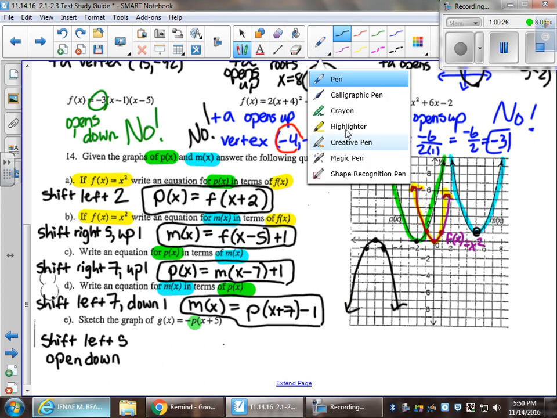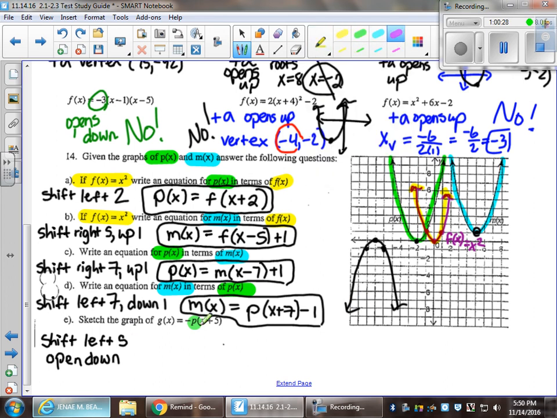I'll make that pink. It's a very intense pink. But here's g. Here's the new function. So this has been shifted left 5. Oh, I didn't want a straight line. It's been shifted left 5 and is now opening down, and we're done. This is g of x.